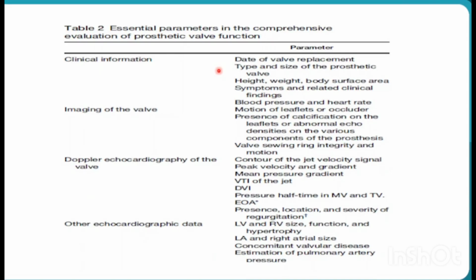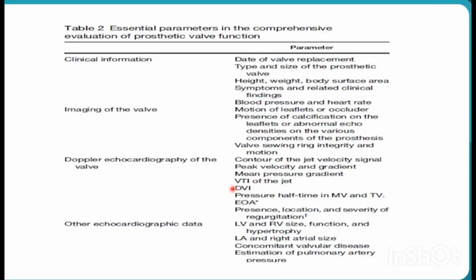So once we have screened and found some abnormality or not, it is always better to look for the gradients across the valve. If there are high gradients across the prosthetic valves, then the Doppler assessment can typically be studied under the following headings: what is the contour of the jet velocity, whether it is a triangular one or a tongue shaped one, what is the peak velocity and the gradient across the valve, what is the DVI or Doppler velocity index, also known as dimensionless velocity index.